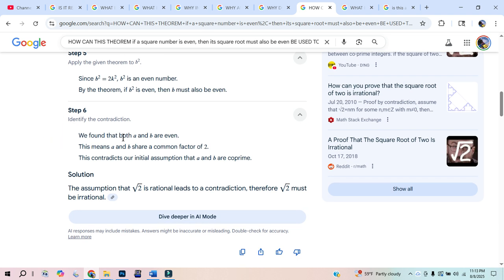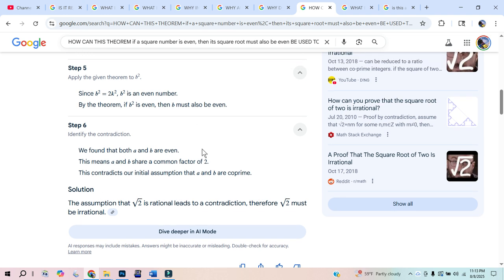So we have found that both a and b are even. This means that a and b share a common factor of 2. This contradicts our initial assumption that a and b are coprime. The assumption that the square root of 2 is rational leads to a contradiction. Therefore, square root of 2 must be irrational.